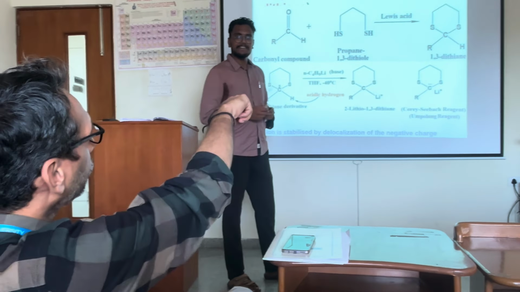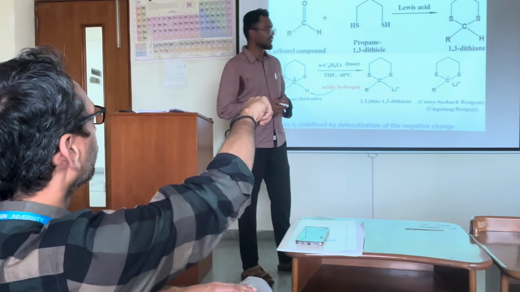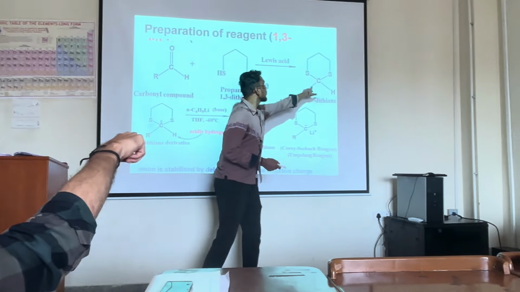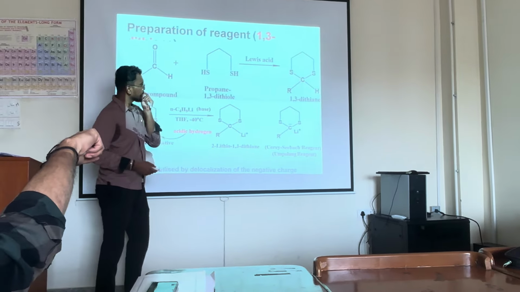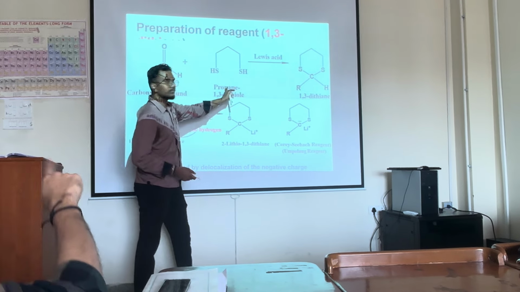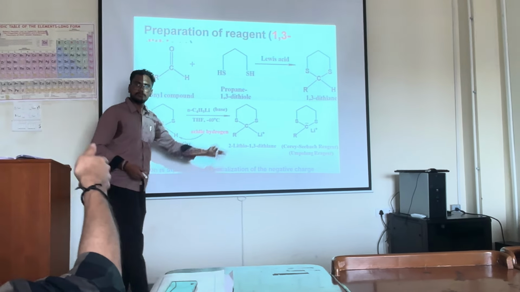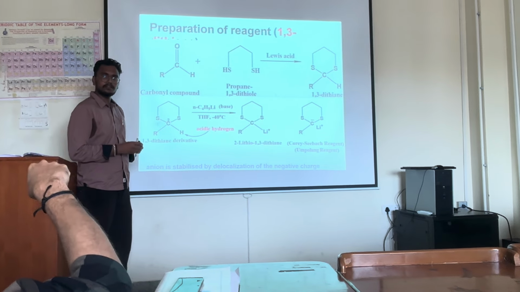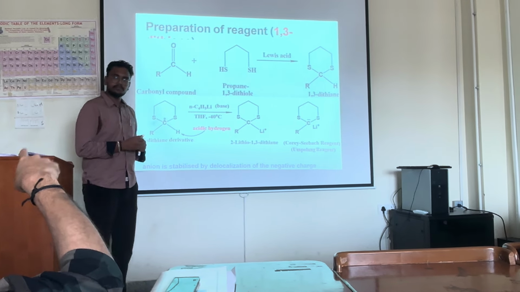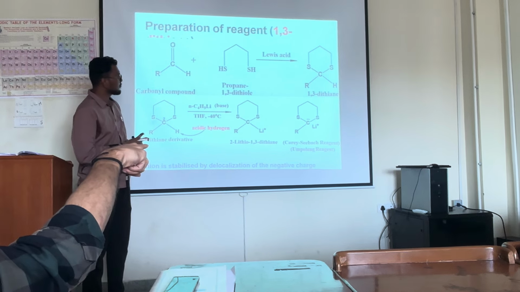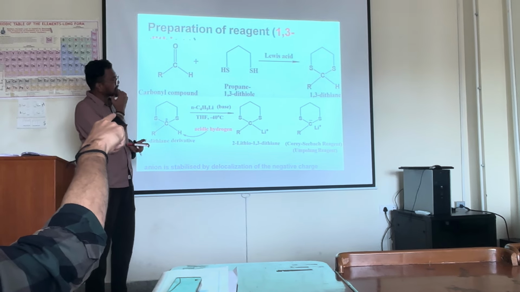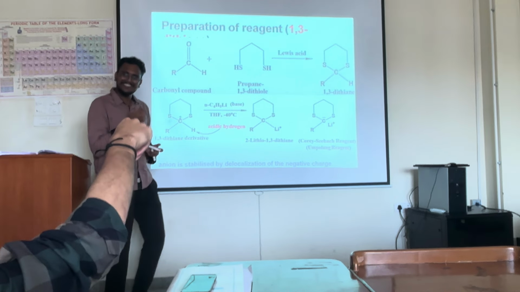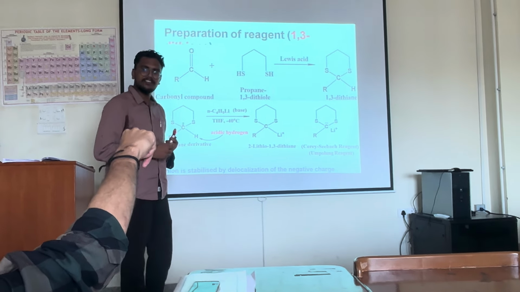For that you use a protecting step. There are two steps here. First is protecting. This one is the protected one. Which is the protecting agent? This one, propane-1,3-dithiol, is the protecting agent, which protects the carbonyl carbon. Thereby it forms the 1,3-dithiane in the first step under Lewis acid medium. That is the main step, and it is the reagent preparation.